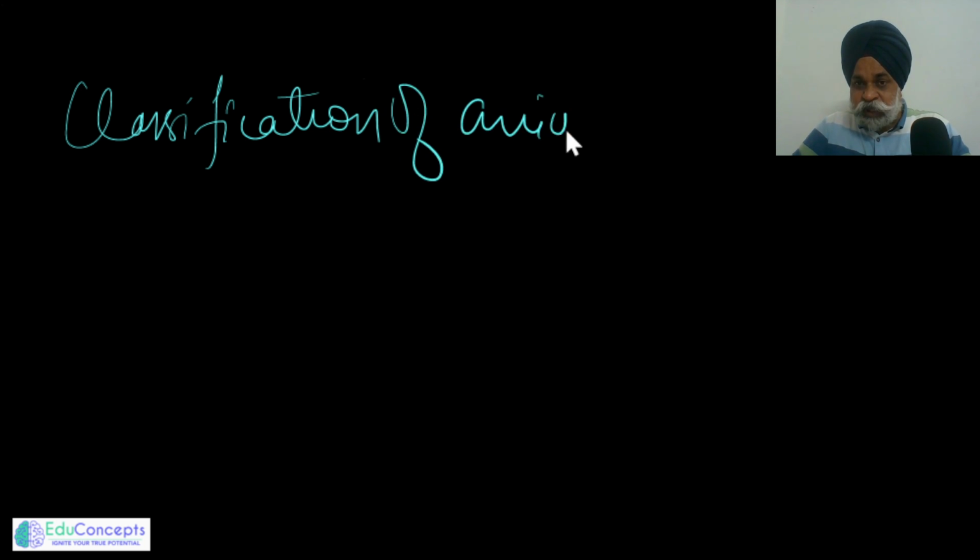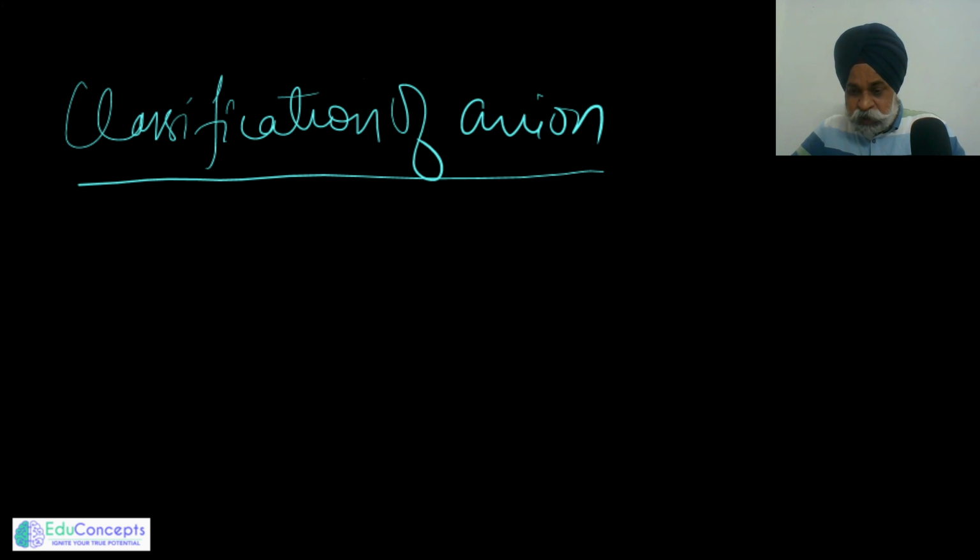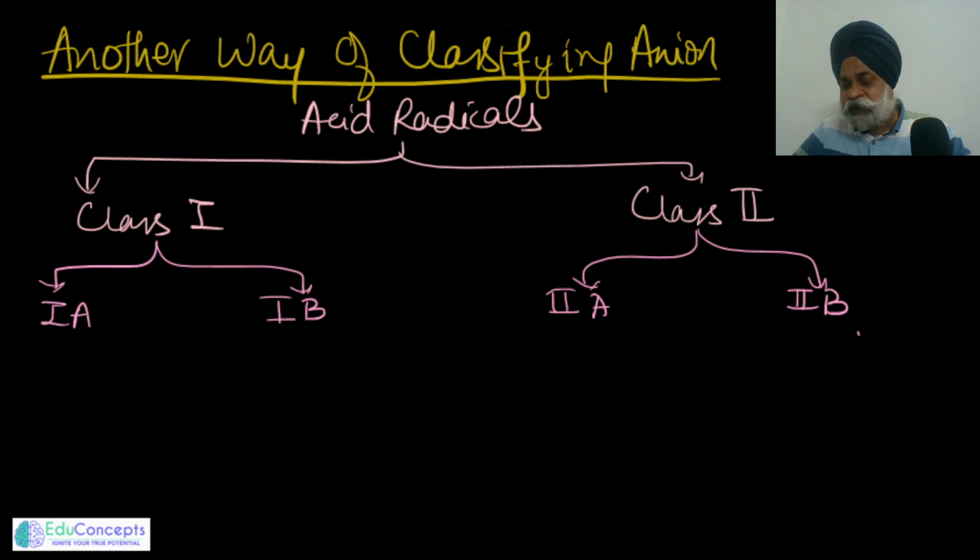Another style of classification, which is very popular and which many books write, classifies anions on this basis, which in a way has already been explained to you. This is another classification of acid radicals: class 1, where you treat the species with an acid, like dilute sulfuric acid.